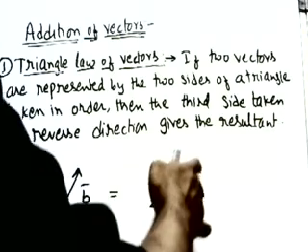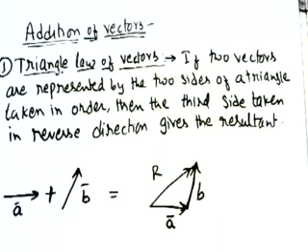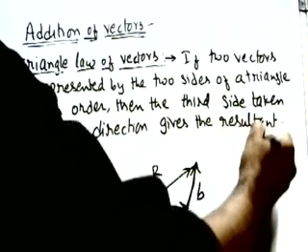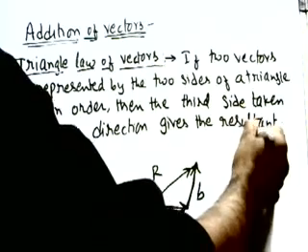So we join the tail of the second vector to the head of vector A, and the resultant is given by the third side taken in the reversed order. Taken in the reversed order. Let me practice it like this.